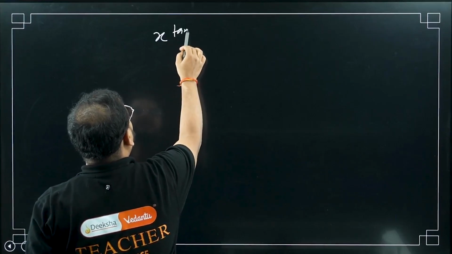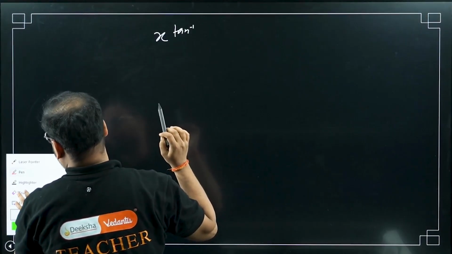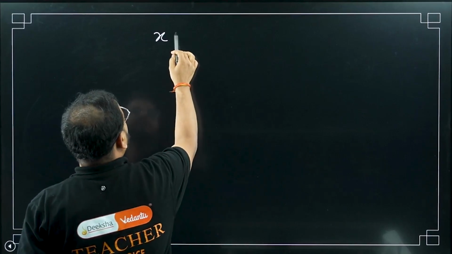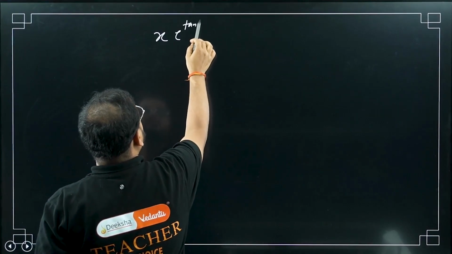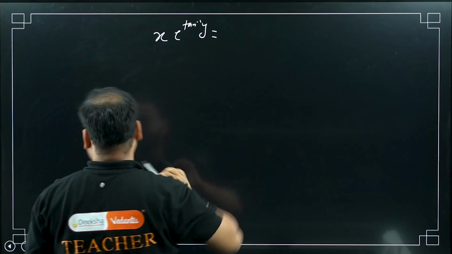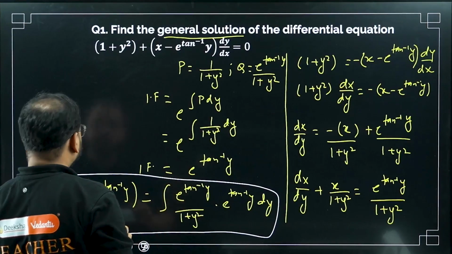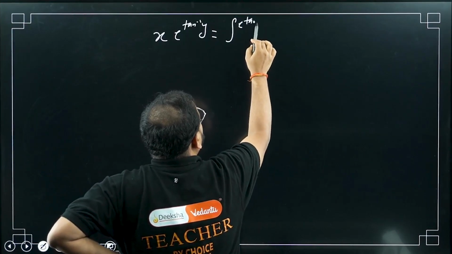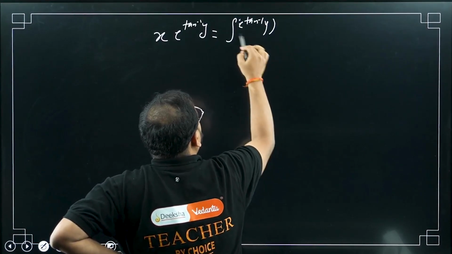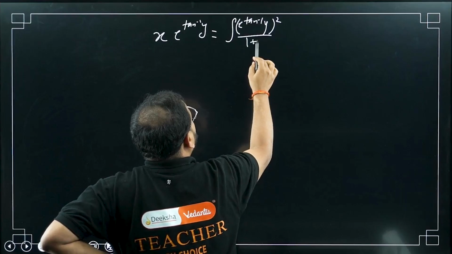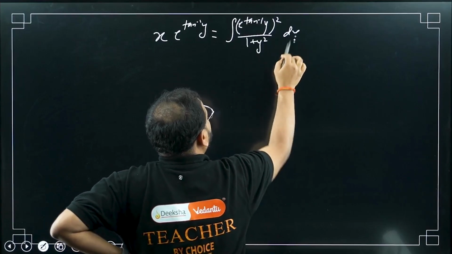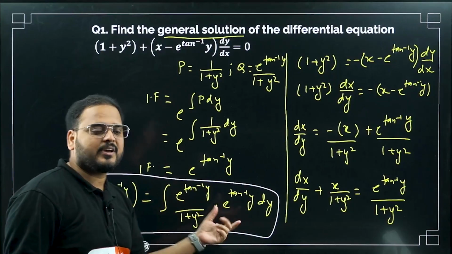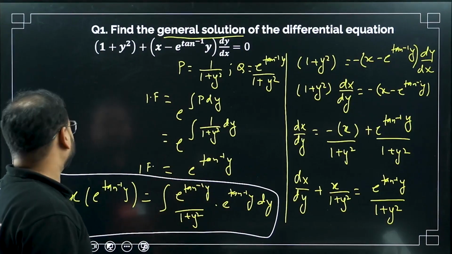x times of e raised to tan inverse of y equals to what? Equals to the integral of e power tan inverse y, the whole squared, upon 1 plus y squared dy. See, the same thing is coming twice: tan inverse y, e power tan inverse y. So the whole square I can write like that.